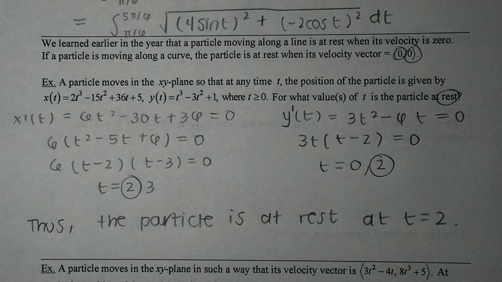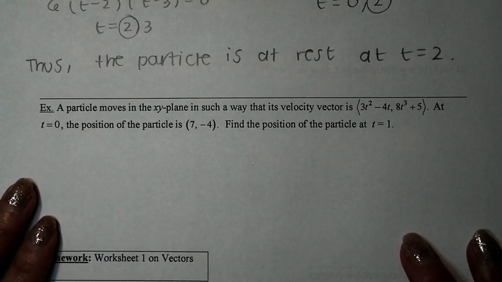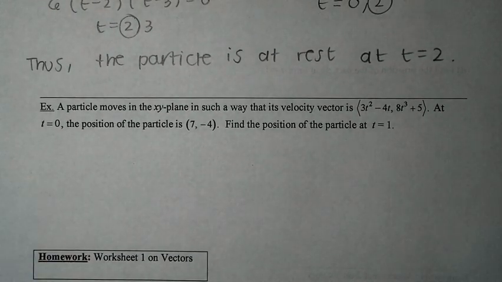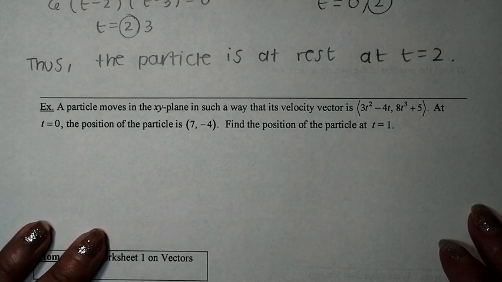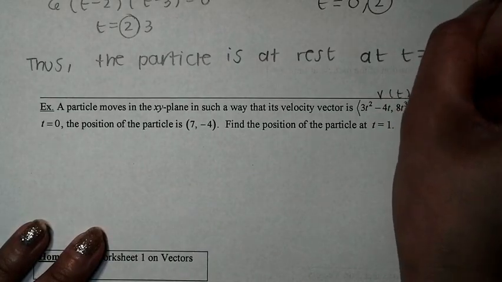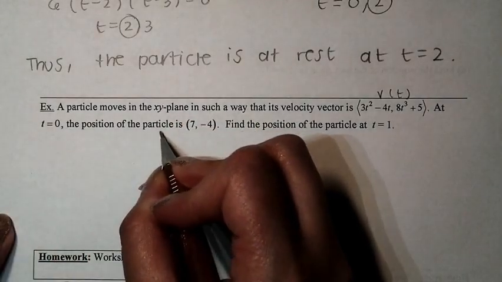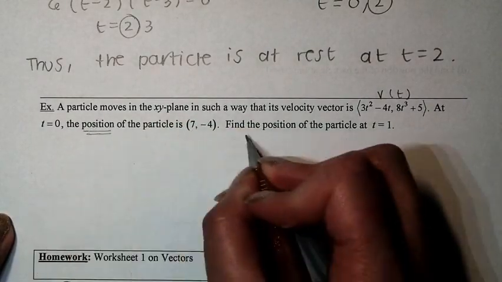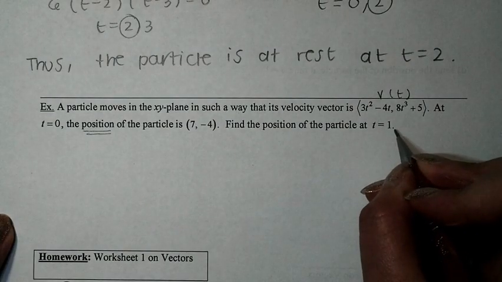Okay, so let's look at another type of question that is very popular that I really like. A particle moves again in the xy plane in such a way that its velocity vector is this one. Please note that this is velocity, so I'm going to put it there. At t equals 0, the position of the particle is (7, negative 4). Find the position at t equals 1.